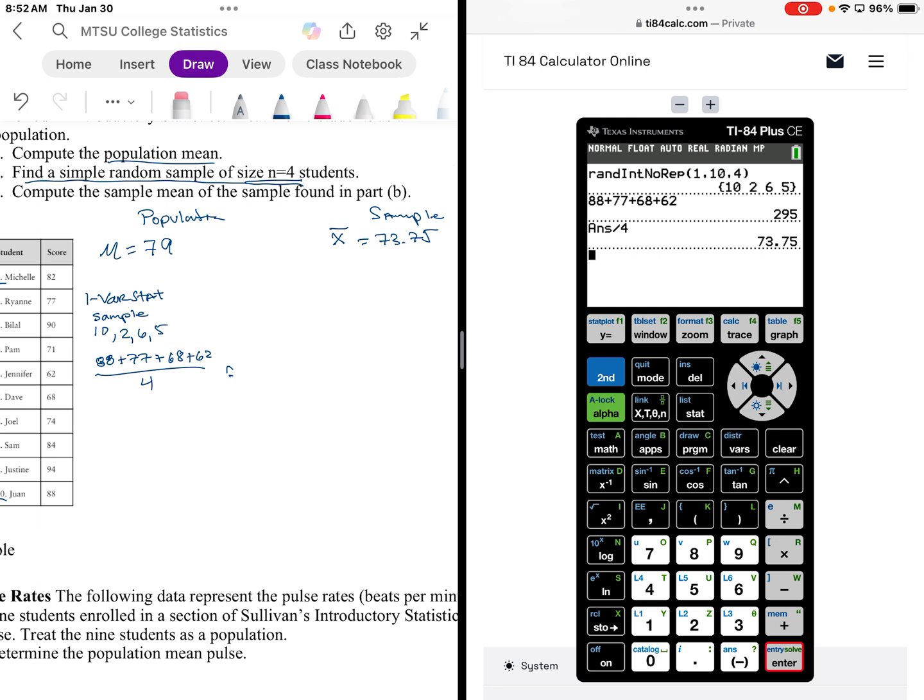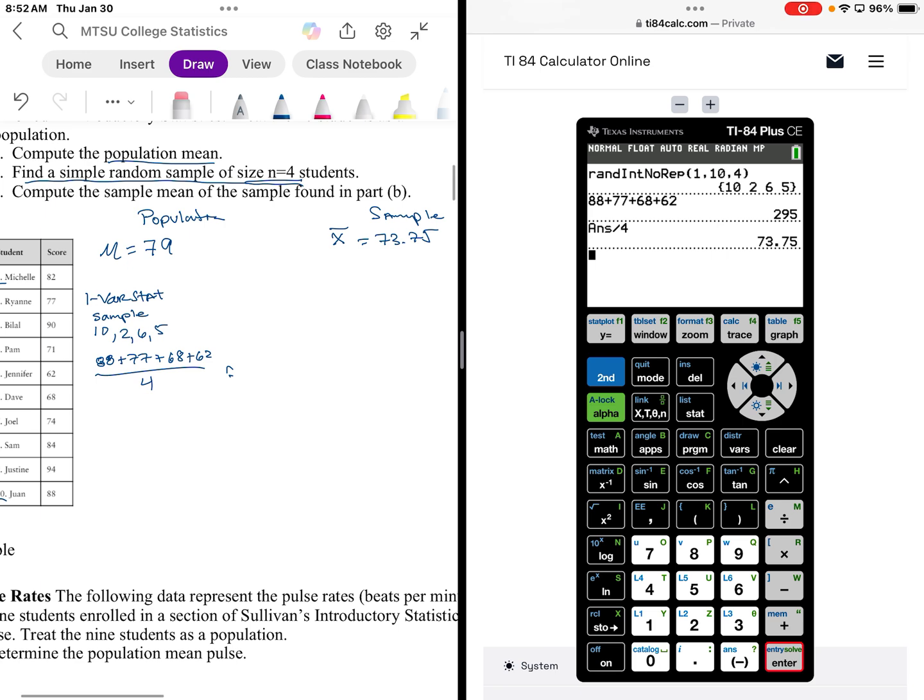Now, were those the same answers? No, and that's okay. A sample mean is not always going to equal the population mean. It sometimes may. It sometimes may be close to it. Anybody get a sample mean that was higher than the population mean, out of curiosity? Anybody get a sample mean that was bigger than 79?